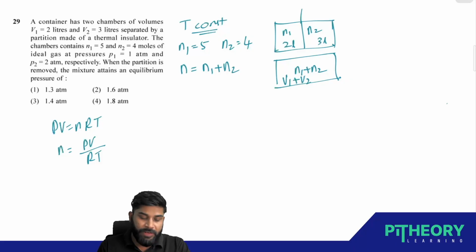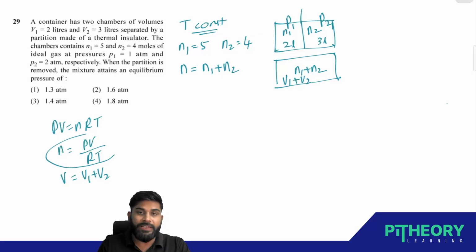Final volume is V1 plus V2, correct? V is equal to V1 plus V2. We can also write temperature; we are taking it the same only, right? So here, let's take initial pressure P1, here pressure P2, right? So now the final number of moles, we can write it as what?